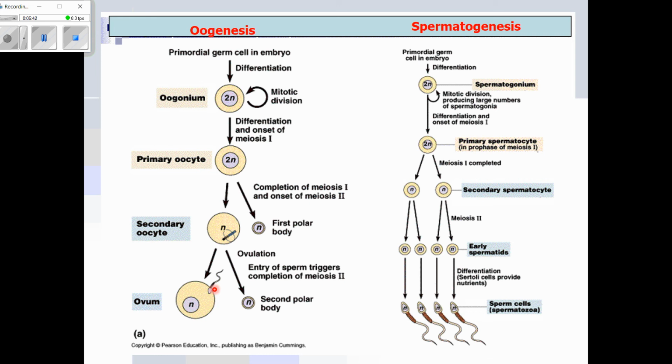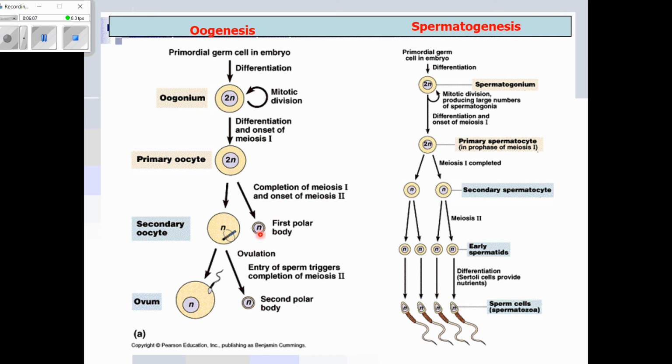And actually, it's not until a sperm arrives at the cell that it actually completes the process of anaphase 2 and telophase 2 and actually finishes splitting. So it's kind of a little oddity of meiosis there. But the point I'm making is typically one ovum, one egg.